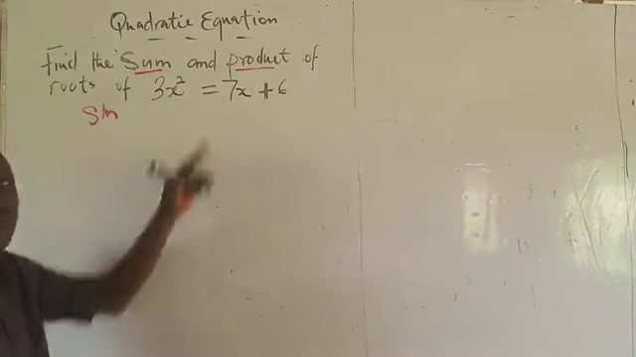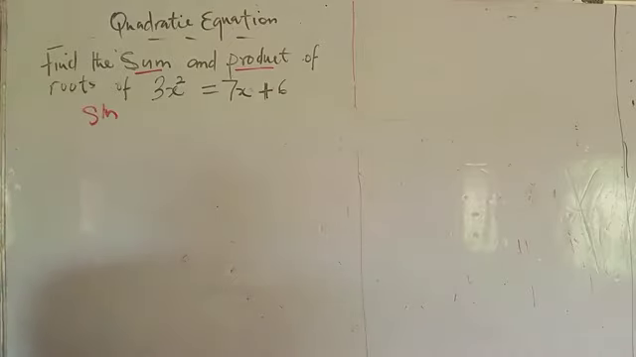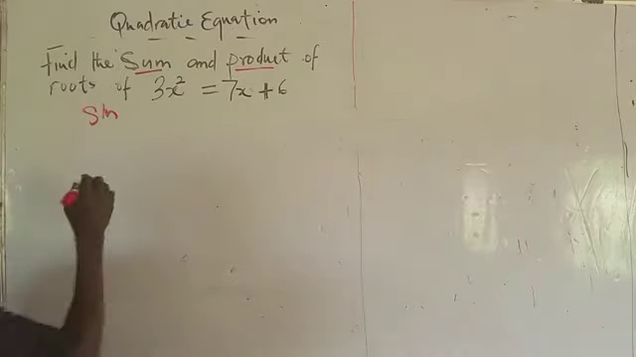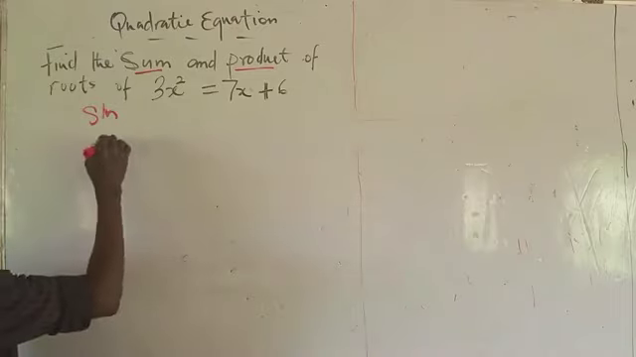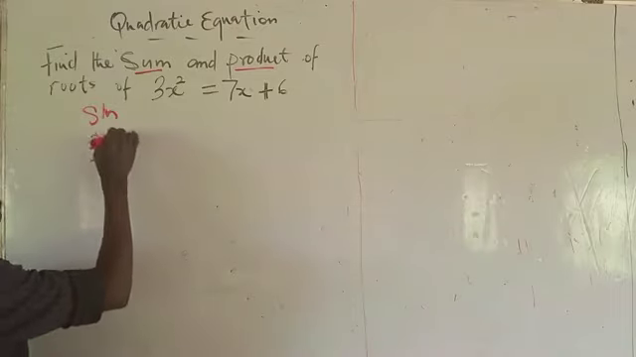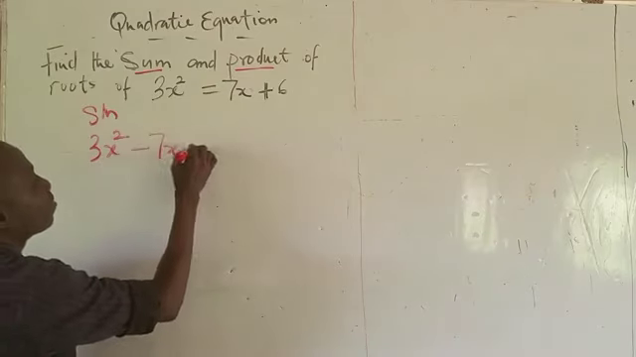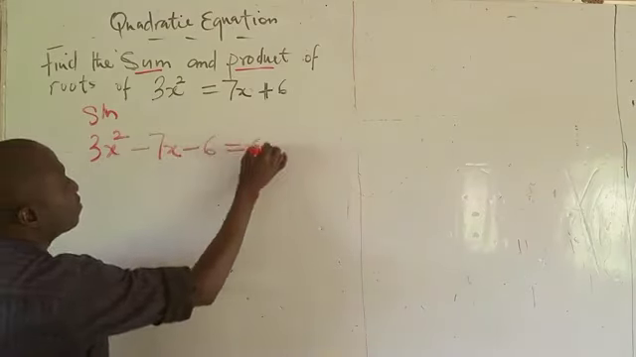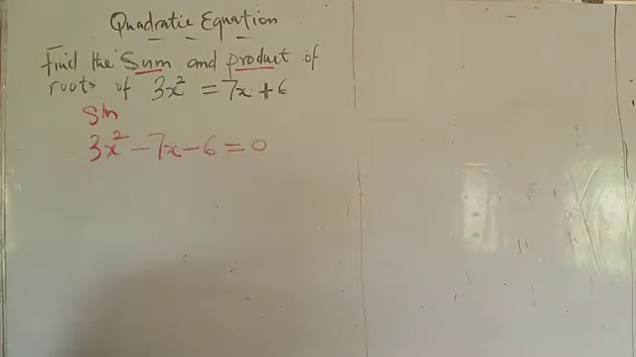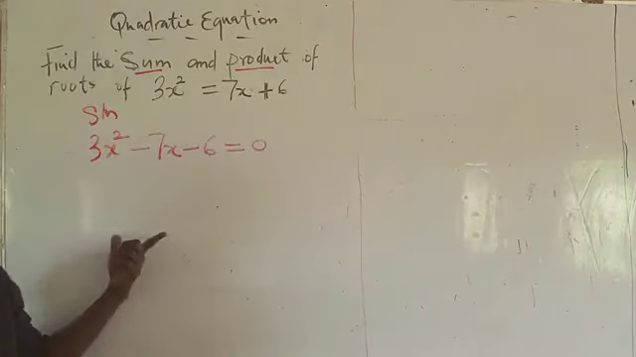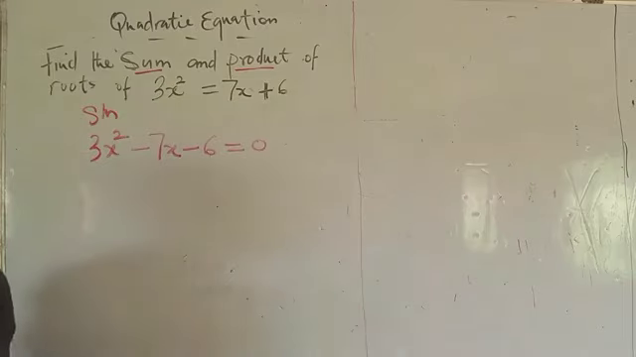First, rewrite this equation to represent a quadratic equation that is equal to 0. That is to say, 3x squared minus 7x minus 6 equals 0. First of all, it's in the perfect state now. Here we can begin to solve by looking for the sum and the product.